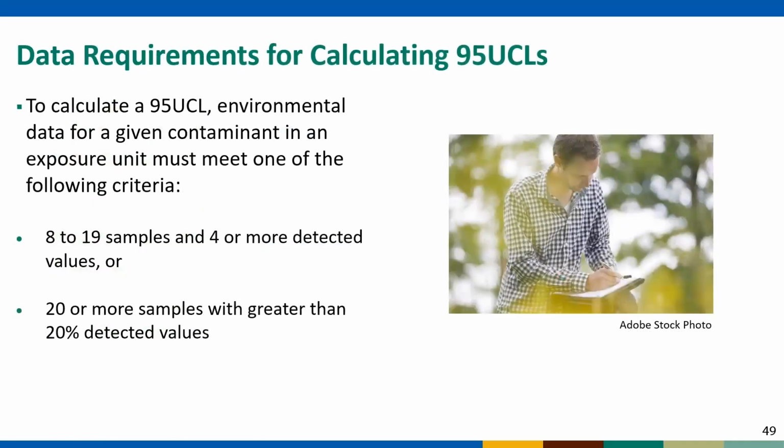You need enough samples to reliably calculate a UCL. There are always exceptions to these guidelines, but again, in general, look for these two criteria in the data. If a data set has 8 to 19 samples, then 4 or more samples must have detected values. If a data set has 20 or more samples, then at least 20% of the samples must have detected values. Again, these are minimal criteria, a rule of thumb. You're never going to find a statistician that tells you, yeah, those are enough samples to collect. The more, the better is usually the case.